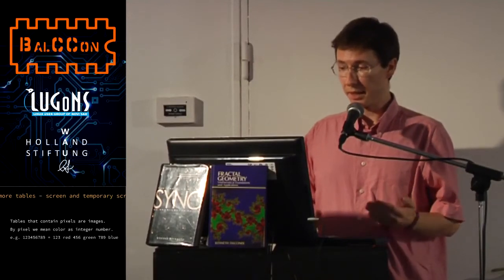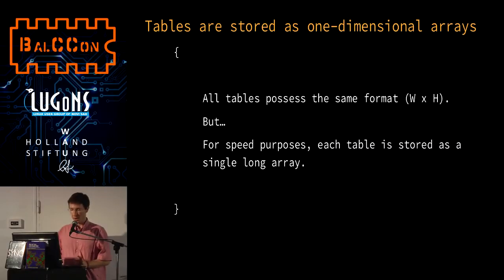All tables possess the same format. They're squares, okay? They're the simplest to work with. But for speed purposes, each table is stored as a single long array. So you cannot have a two-dimensional table.